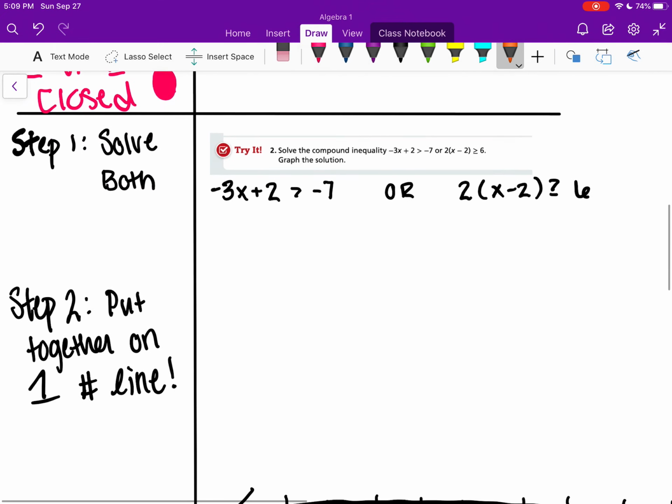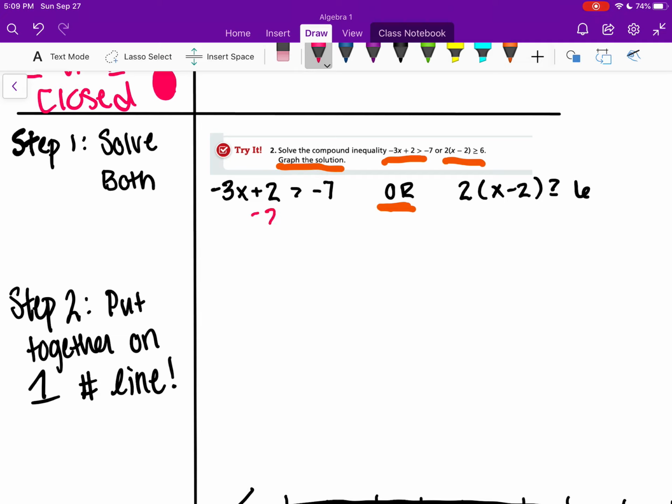When we solve this compound inequality, our first step is to read the problem. It tells us to solve the compound inequality, and it gives us two inequalities with the word or between them. That truly means we're this or we're that, and we're going to graph the solution. Our solution will be the solution of the first one or the solution of the second one. The first step is just to solve both inequalities. So I've written both down and I'm going to solve them.